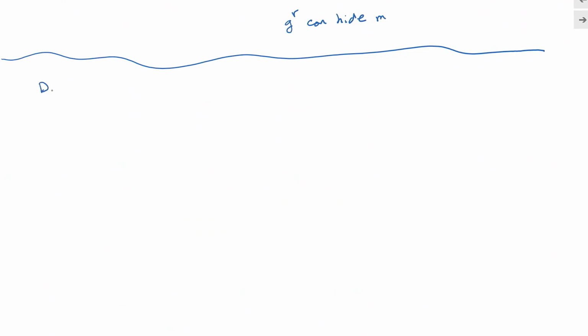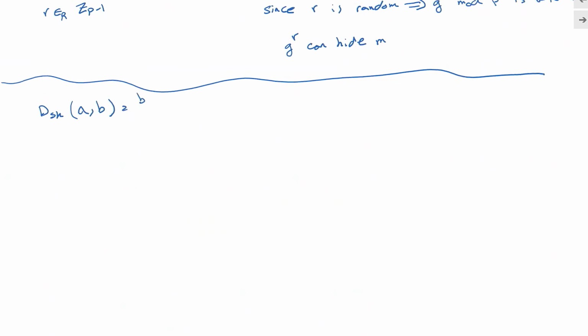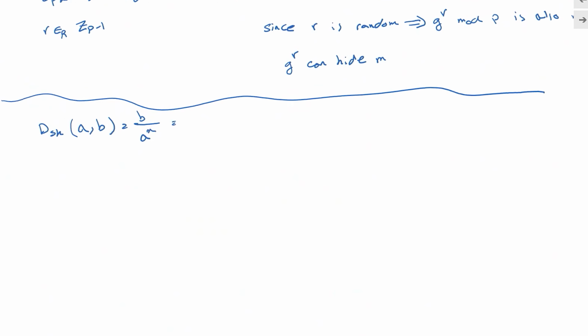So the decryption, SK, given the secret key, and then we receive two elements. We call them A and B. We said that it is equal to B over A to the power X, right? But let's see, what do they look like?